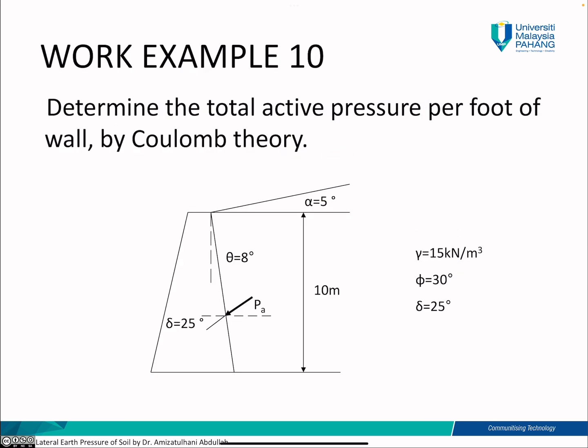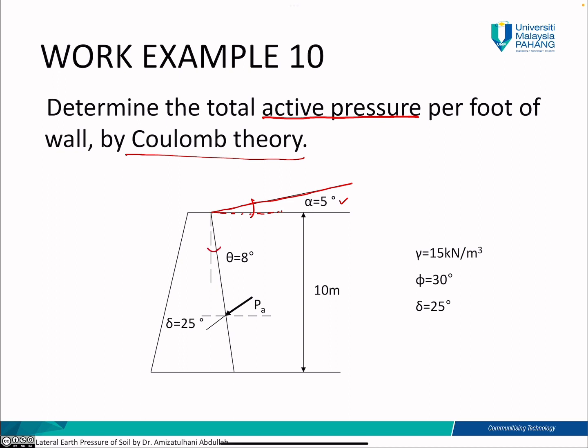So determine the total active pressure. So the question asks for the active pressure per foot of wall by Coulomb theory. Okay, by Coulomb theory. So kalau Coulomb theory, so you have the backfill. Tapi some of the questions you might not get or don't have the backfill punya sudut. Okay, so you can assume that it will be the 0. Tetapi for this question, you have sudut alpha which is 5 degree. Okay, sudut ni apa? Ni backfill. Tanah yang you backfill ni, sudut dia adalah alpha.